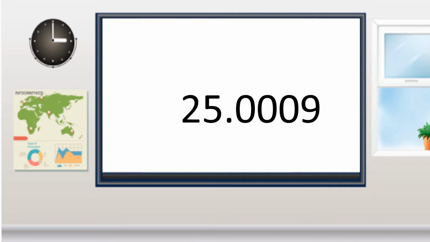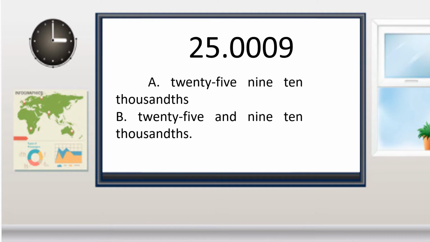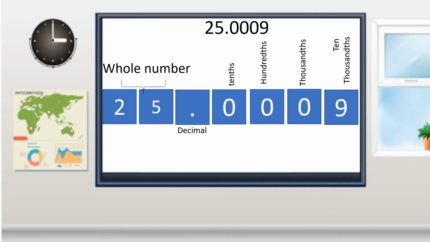How do you read this in words? Is it letter A, 25 and 9 ten thousandths? Or letter B, 25 and 9 ten thousandths? What is your answer? Yes, correct, my brilliant pupil. Letter B, 25 and 9 ten thousandths. So 25 is a whole number, and this point will be our decimal. So the place values are tens, hundreds, thousands, and ten thousands.